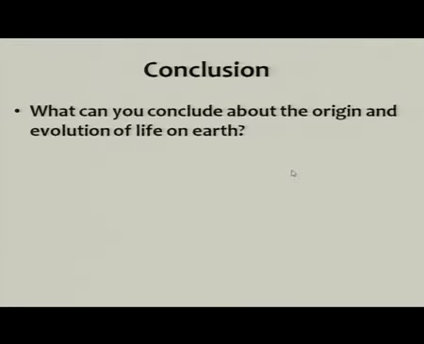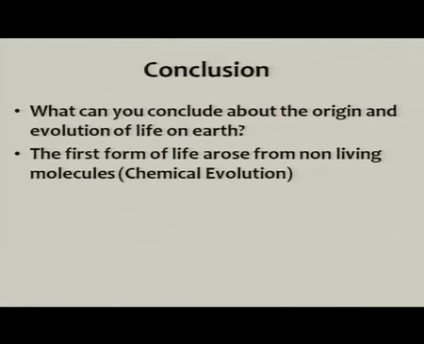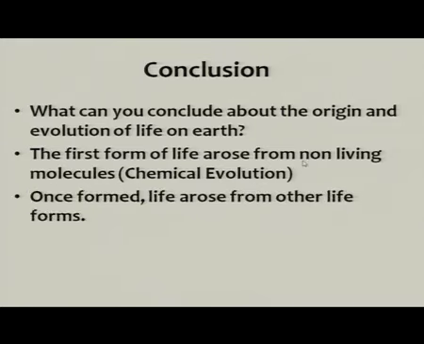So, to conclude what we have studied up till now, what can we conclude about the origin and evolution of life on earth? The thing which is very clear from this discussion is that the first form of life arose from non-living molecules. These molecules are the biomolecules, and this theory is the theory of chemical evolution. But after this process of chemical evolution, once life was formed, life then arose from other life forms.